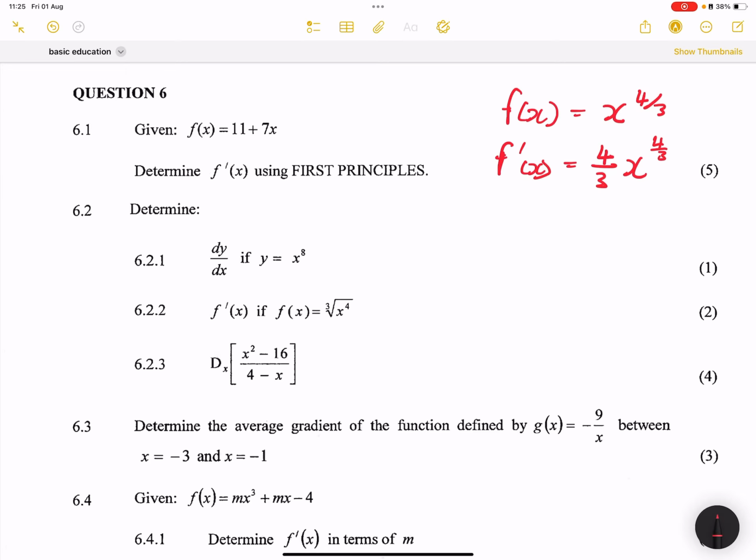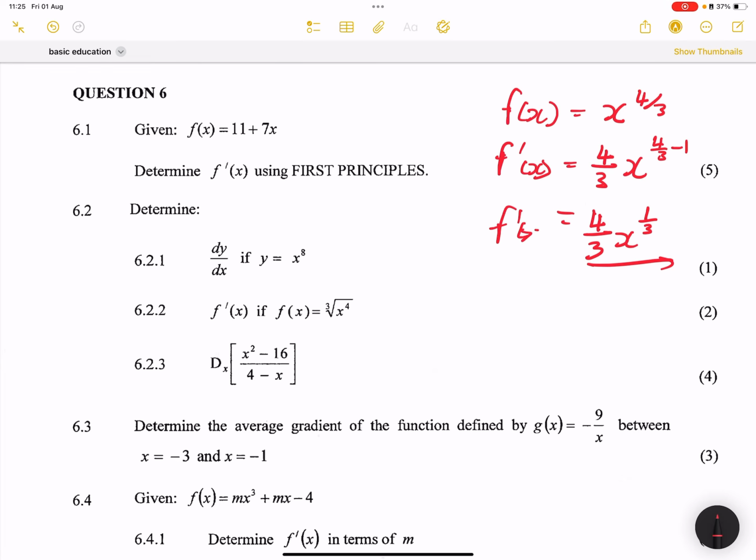So what do we eventually have? That's 4 over 3 x. 4 over 3 minus 1 will give us 1 over 3. If you wanted to express it again as a surd, that would be 4 over 3 times the cube root of x, but that's not necessary. We can leave it in that format. So that is f prime of x.